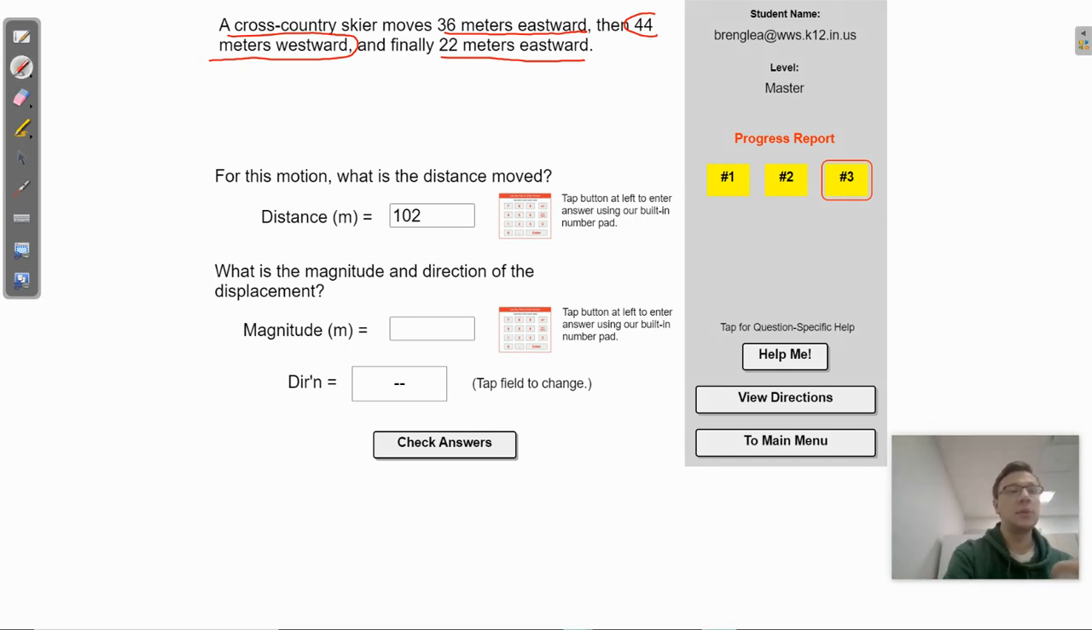So again, let's draw our little map here. So it says that it's 36 meters east. So let's say the person starts here on this red line. They move 36 meters east.